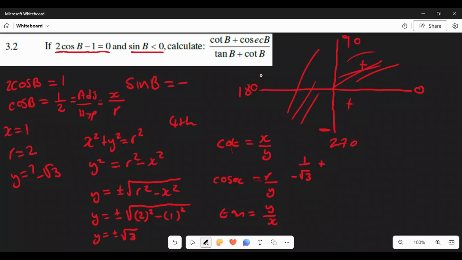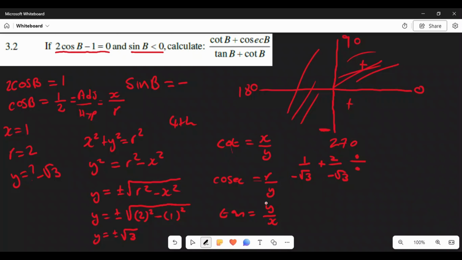So cosec is going to be r over y. What is our r? Which is going to be 2 over what? Over y, which is also going to be negative root 3. All right, I hope you guys can see. And then we have this solid line here that says we are dividing.